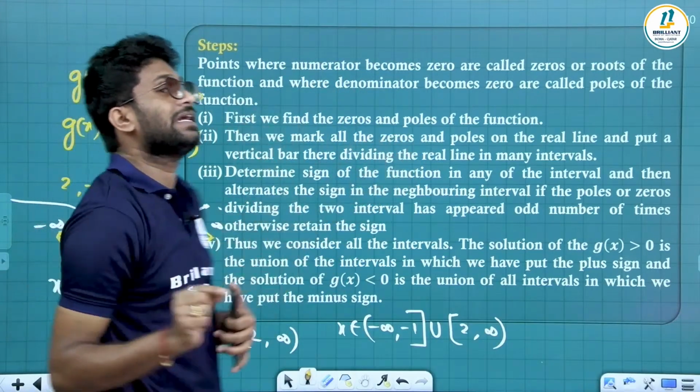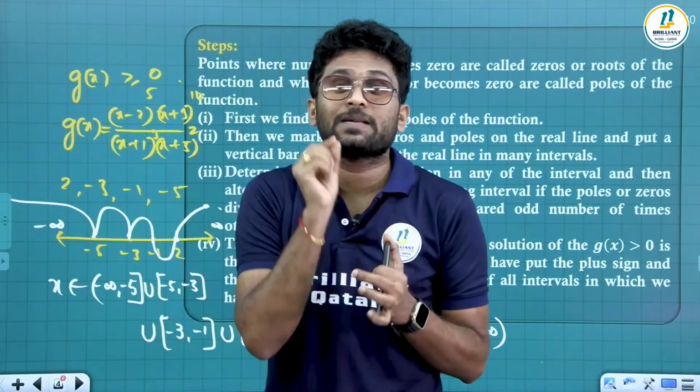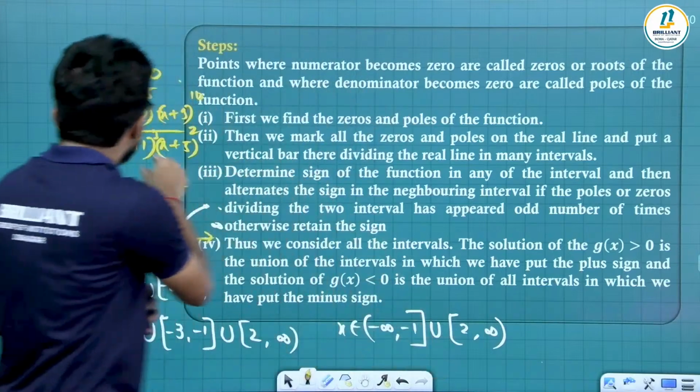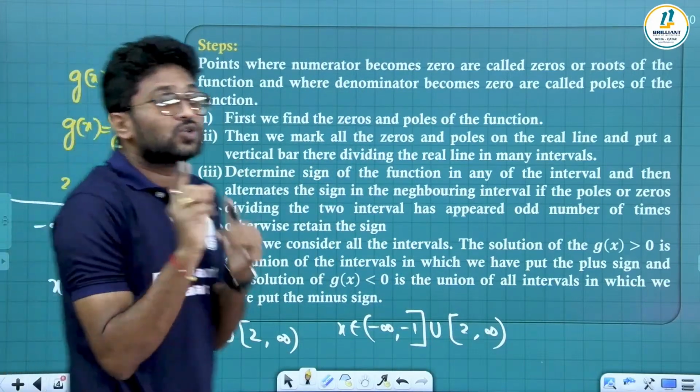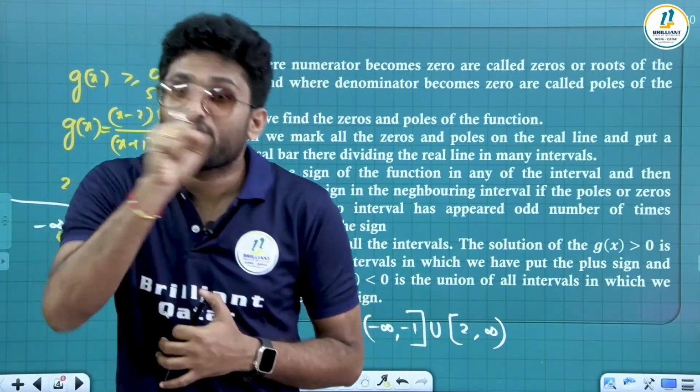Denominator poles shouldn't be included. That means these -1 and -5 should never be included in the solution.